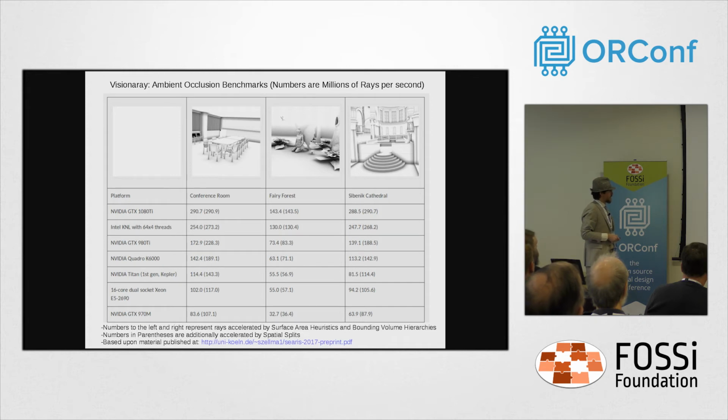So the numbers to the left and right are accelerated by what are called surface area heuristics, which are kind of arbitrary to the renderer, and bounding volume hierarchies, which is the way we partition the geometry in the scene to determine whether or not a ray hits it and whether we go further along with the ray tracing algorithm. The ones in parentheses are also accelerated additionally by what are called spatial splits. The paper goes into much further detail about that.